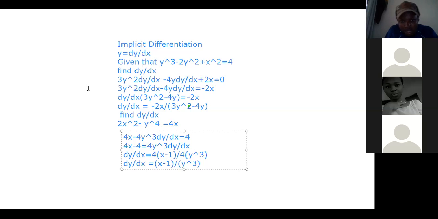Okay. The next thing it will cut very soon. So when it cuts, you will join again.